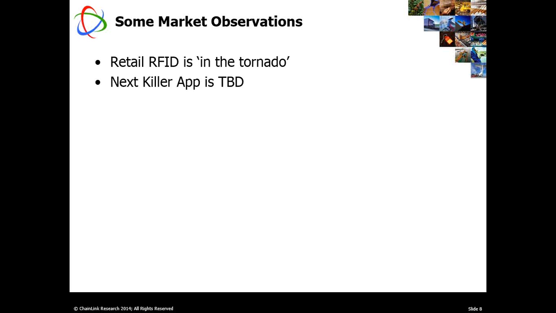Some people were talking about item-level pharma on a mass scale. That was actually a few years ago that discussion was happening. It looks like 2D barcode is going to be the thing for the foreseeable future on an item level for pharma. So we'll continue to keep our eyes open, and it will be part of our research, seeing if there's an area that's going to really explode as retail has.